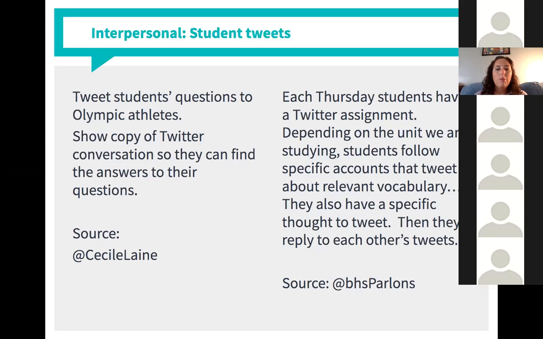So just a couple of other examples from teachers that have used Twitter in the classroom. Tweeting students' questions to Olympic athletes, printing out a copy of a Twitter conversation and using that as your text for comprehension questions. Some teachers have every Thursday a Twitter assignment, and you may give the students an account to follow or a specific thought, and then they can reply to each other's tweets. Some students don't want to use their personal one, which is fine with me, and they would just make up one and have it for class, and that's fine too.